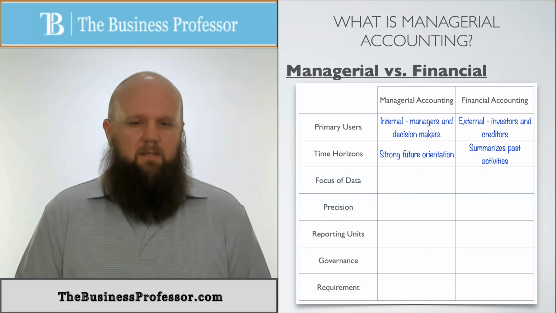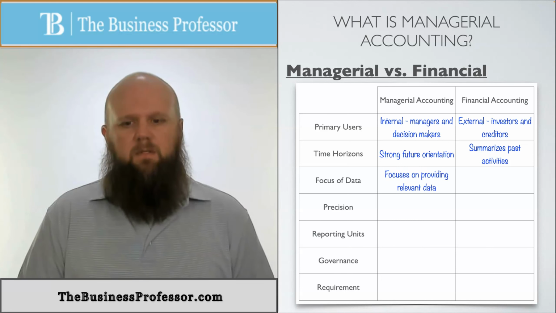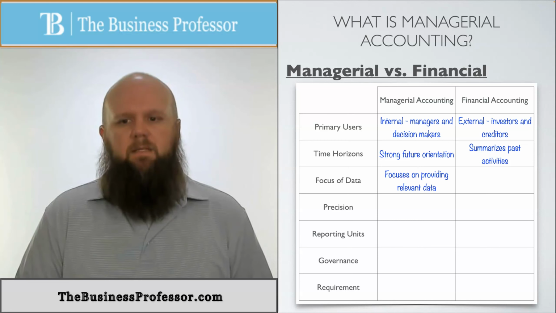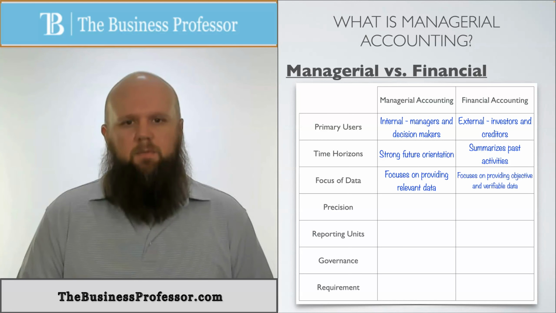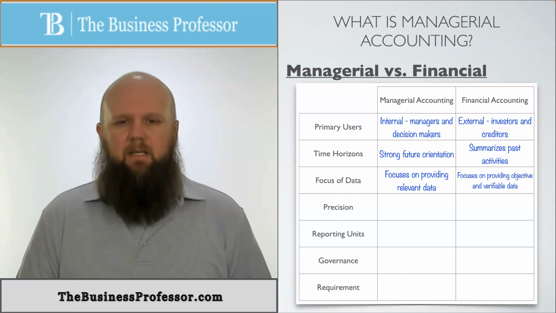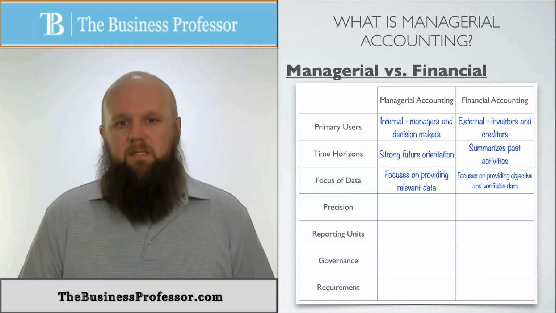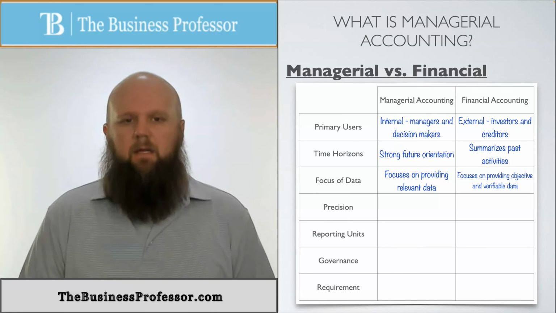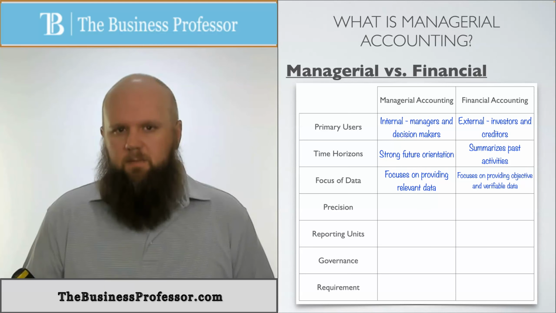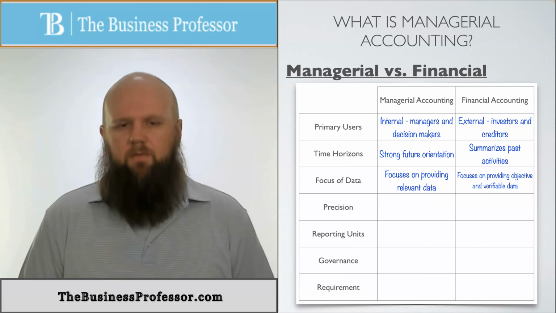Now, the focus of data is different as well. In managerial accounting, we focus on providing relevant data, whereas in financial accounting, we're looking to provide objective and verifiable data. So managerial accounting doesn't necessarily have to be verifiable or spot on. We just need to get to the point where we can make a decision based on that information. Whereas financial accounting, if you do taxes, then you know it has to be to the dollar, and it has to be verifiable using different forms and reports to verify that that is the number that you actually did earn. Precision-wise, again, we don't necessarily need it to the dollar. We just need to get to the point. Whereas in financial accounting, we're focused on that precision.